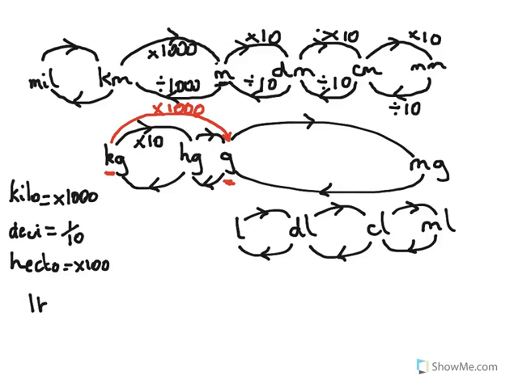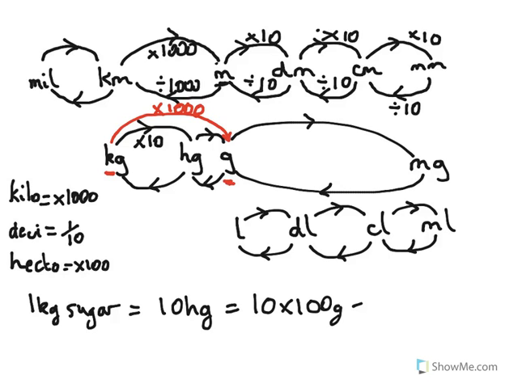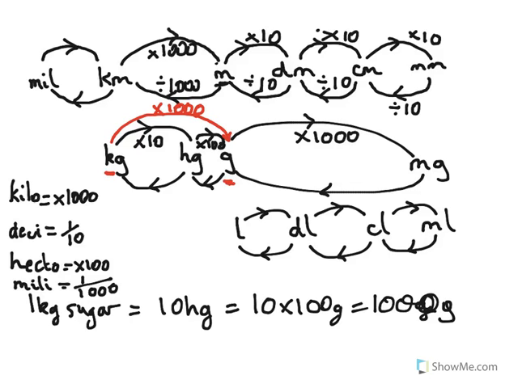So if we have 1 kilogram of sugar, that is the same as 10 hectograms of sugar, because a hectogram means times 100, and 10 times 100 grams is 1,000 grams, and we know that a kilo is 1,000 grams. So to go from kilo to hectogram, we go times 10. To go from hectogram to gram, we times by 100. And to go from grams to milligrams, the prefix milli means 1,000th. So if we go from gram to milligram, we multiply by 1,000. If we want to go from milligram to gram, we divide by 1,000.